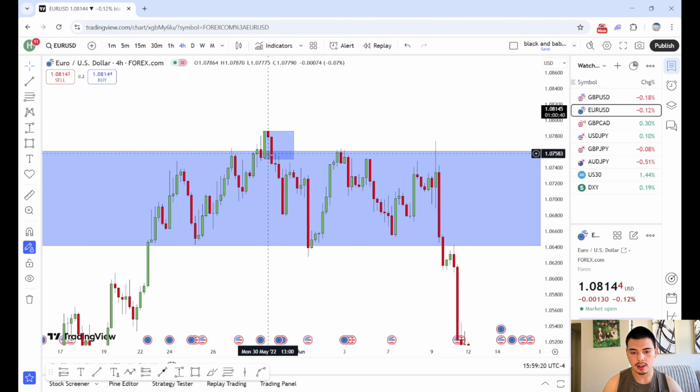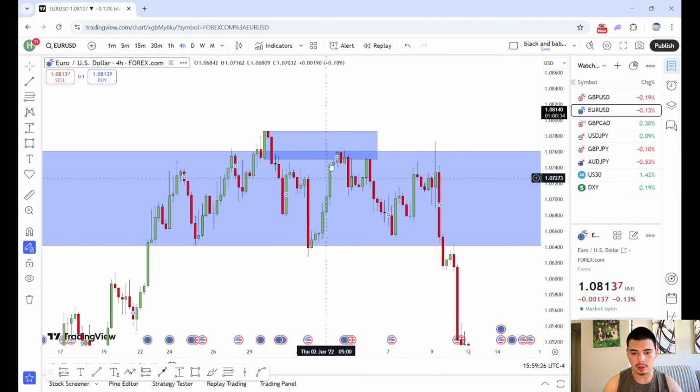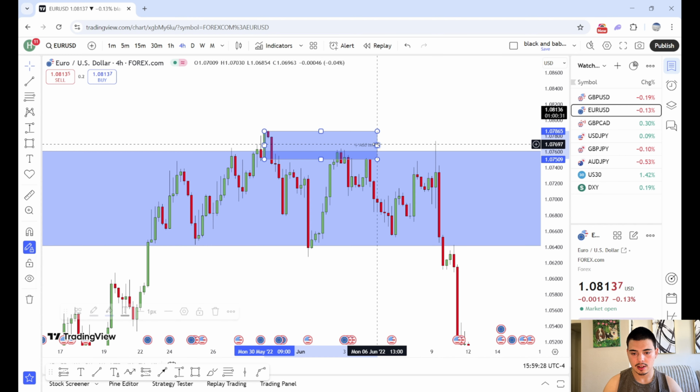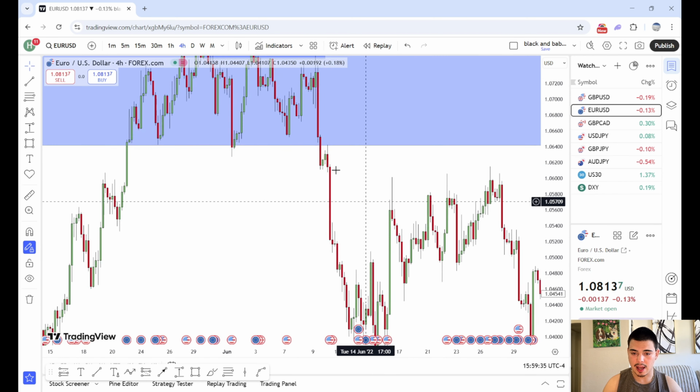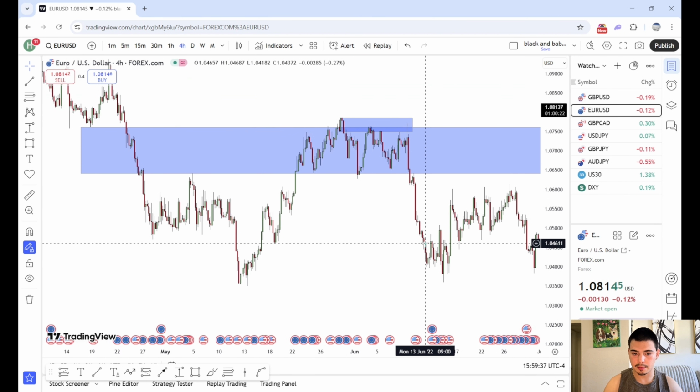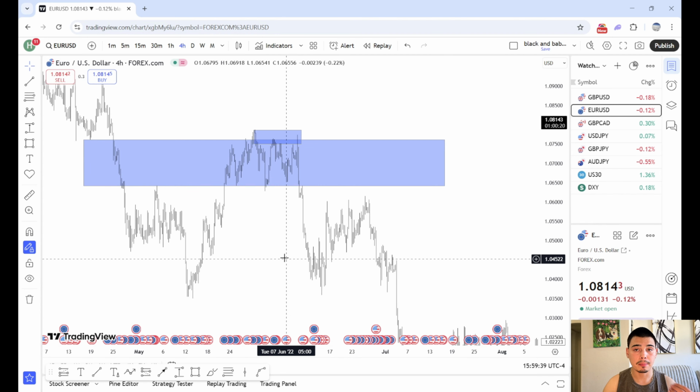But right here, this last up close candle that took out liquidity before reversing, this is a breaker block. And see how price comes back into it? Not once, not twice, but three times. And after the third time, it melted away from that, right? That is a breaker block.